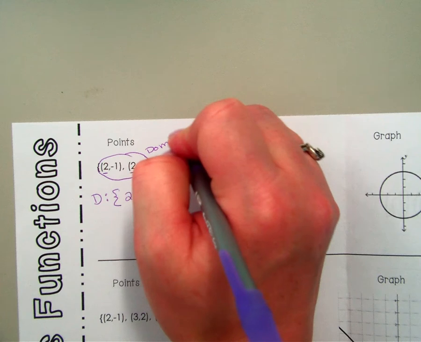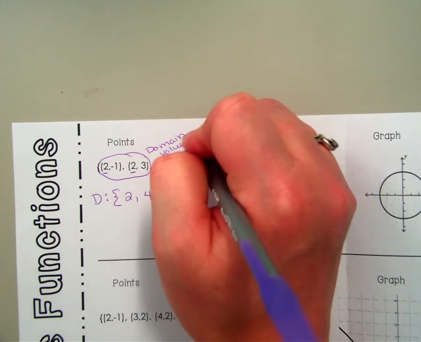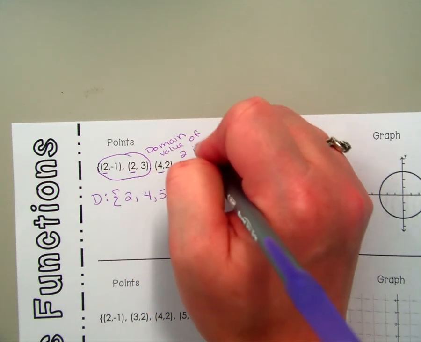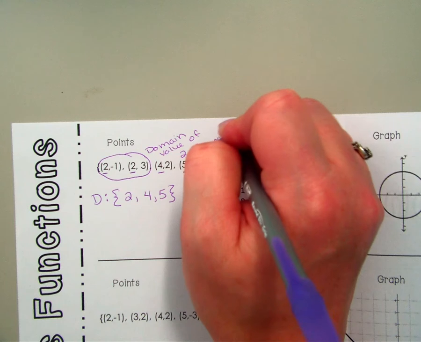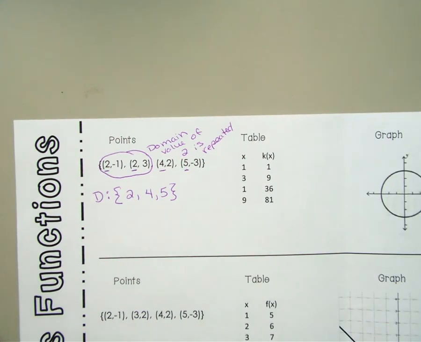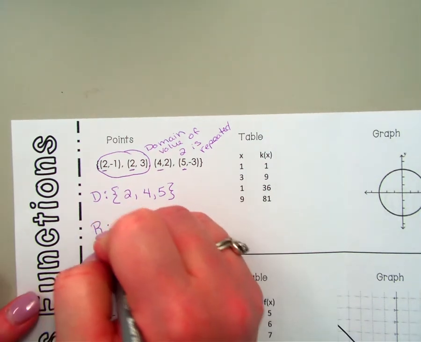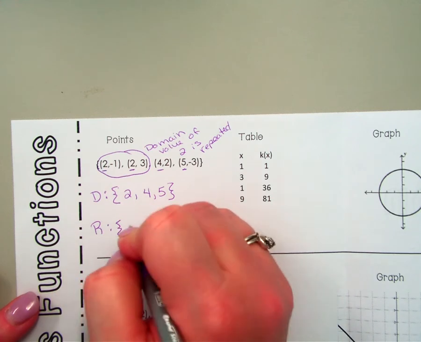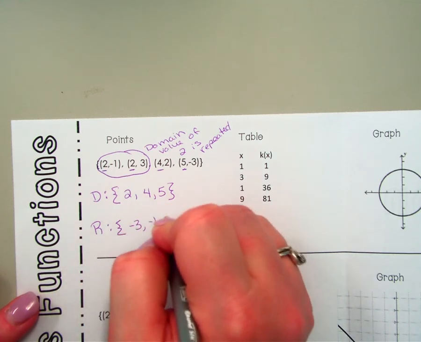Domain value of 2 is repeated. We don't want that. The fact that that domain value of 2 is repeated means that that value has 2 separate range values, which are our y's, and we can't have that. That's why it's simply a relation, because that domain value of 2 has 2 range values that go with it. Which, just practicing it, our range values here would be -3, -1, 2, and 3.